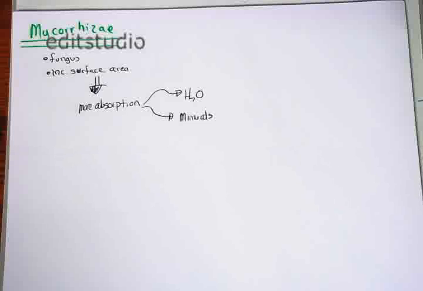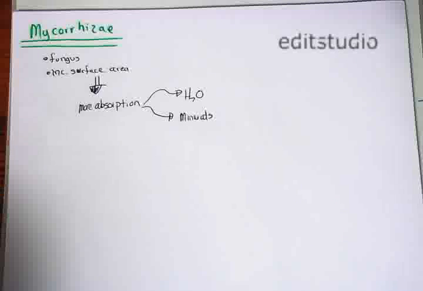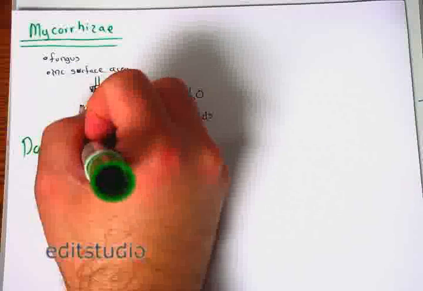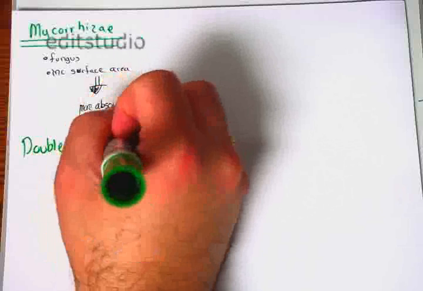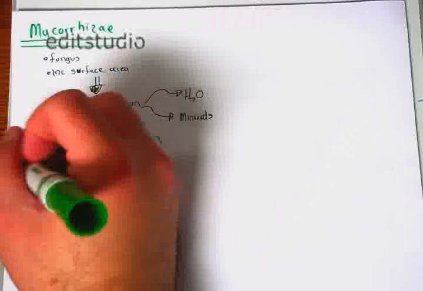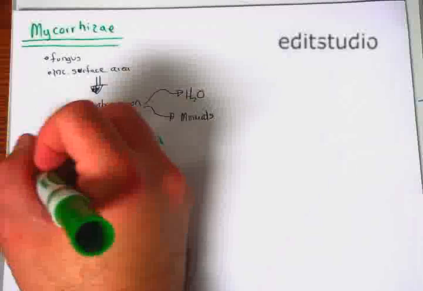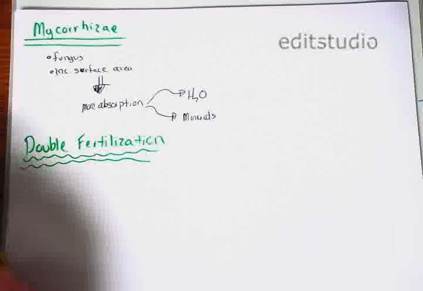Well, the last thing to mention, I guess, that I hadn't mentioned in the other video from the first period is the concept of double fertilization. Neat. What does double fertilization mean? There's two eggs, right?